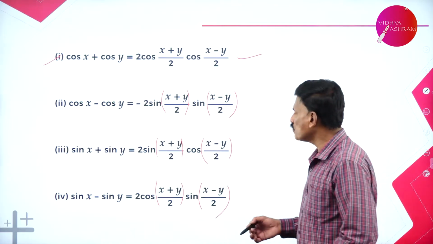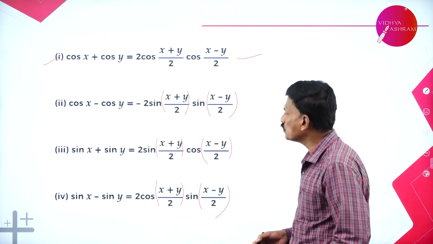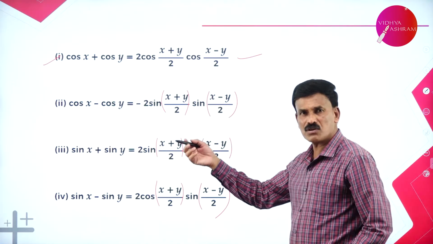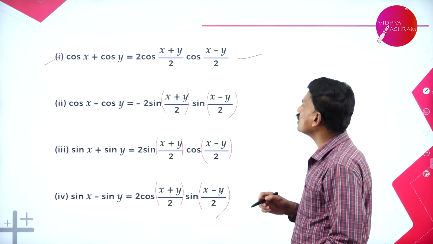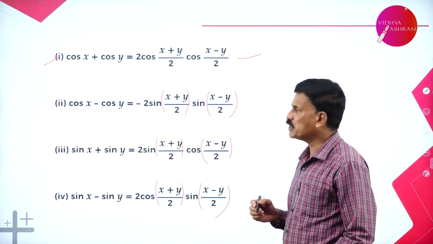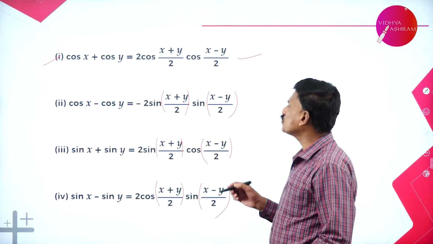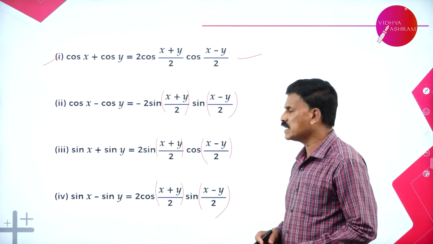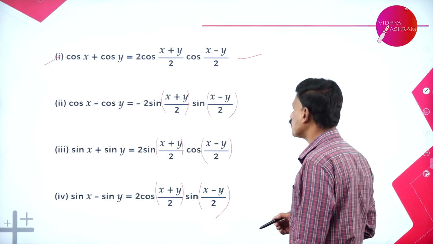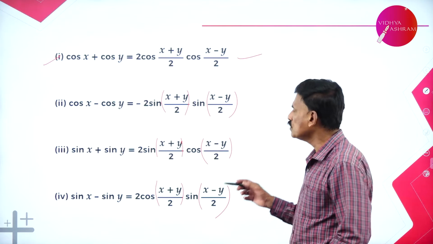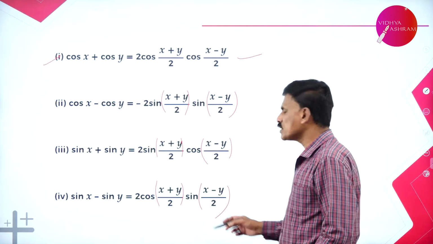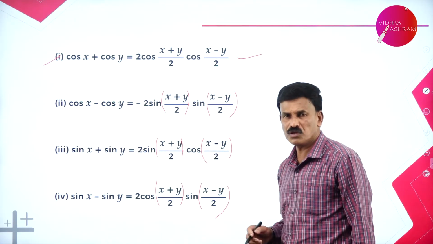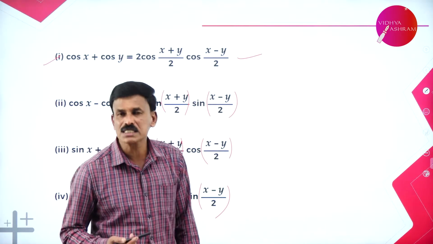So, based on these formulas, now we are going to solve the problems. This is very, very important. cos x plus cos y is equal to 2 cos((x plus y)/2) into cos((x minus y)/2). cos x minus cos y is equal to minus 2 sin((x plus y)/2) into sin((x minus y)/2). Similarly, sin x plus sin y is equal to 2 sin((x plus y)/2) into cos((x minus y)/2). And sin x minus sin y is equal to 2 cos((x plus y)/2) into sin((x minus y)/2). Okay. Hope you followed. Right. Now, based on these formulas, let us discuss a few examples.